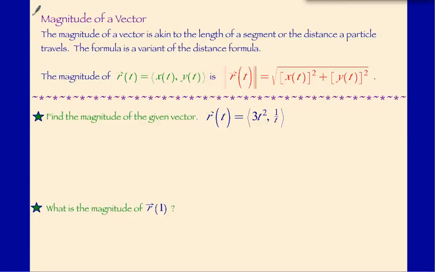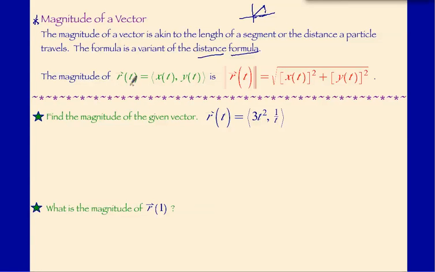We're going to find the magnitude of a vector. The magnitude of a vector is akin to the length of a segment, or the distance a particle travels. The formula for finding magnitude is a variant of the distance formula. This makes sense because when you're finding some sort of distance to a point in the plane, it's always the hypotenuse of a right triangle if you look at the horizontal distance and the vertical distance. Finding the length of that hypotenuse is where the distance formula comes from, and that's why this is also going to be a variant of the distance formula.